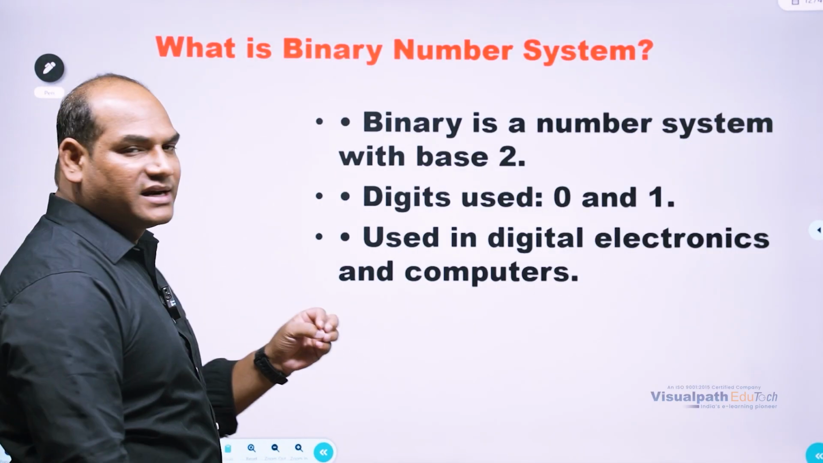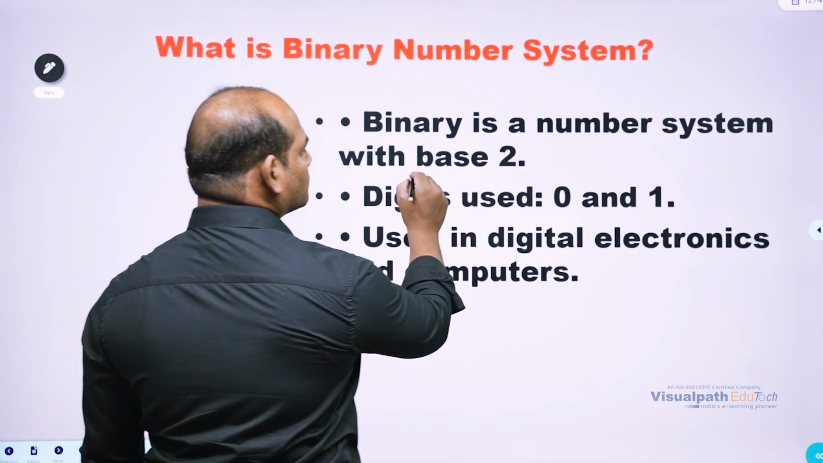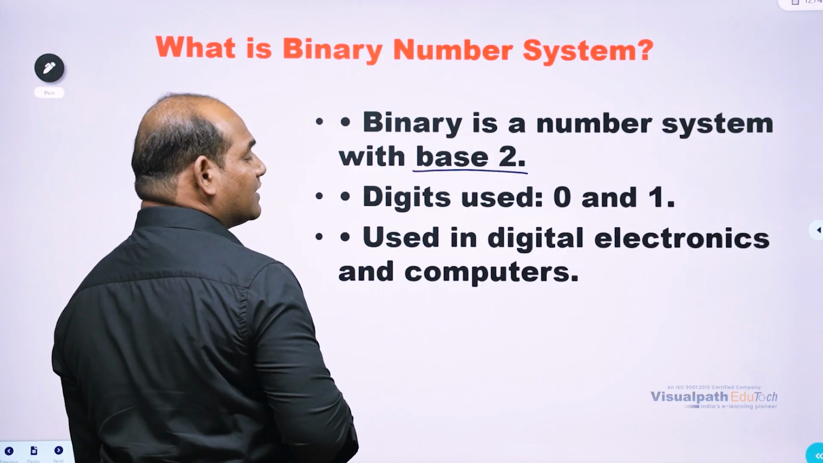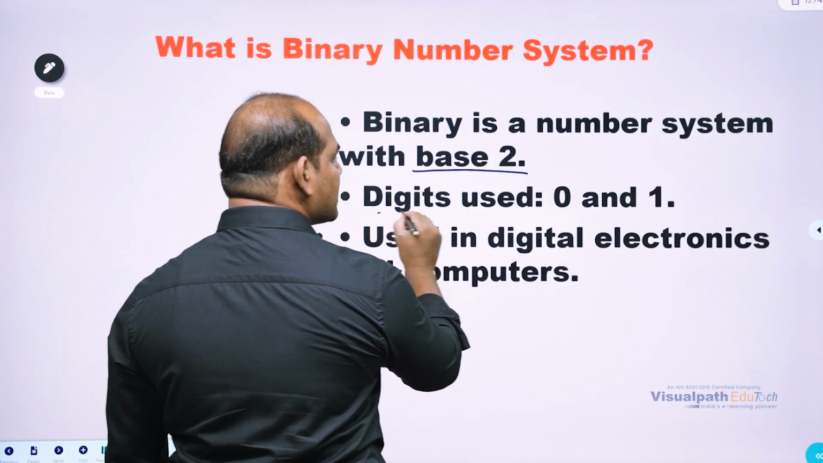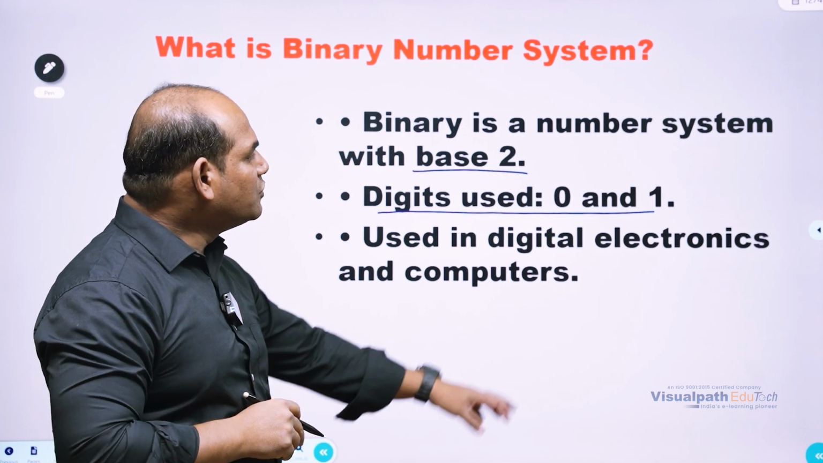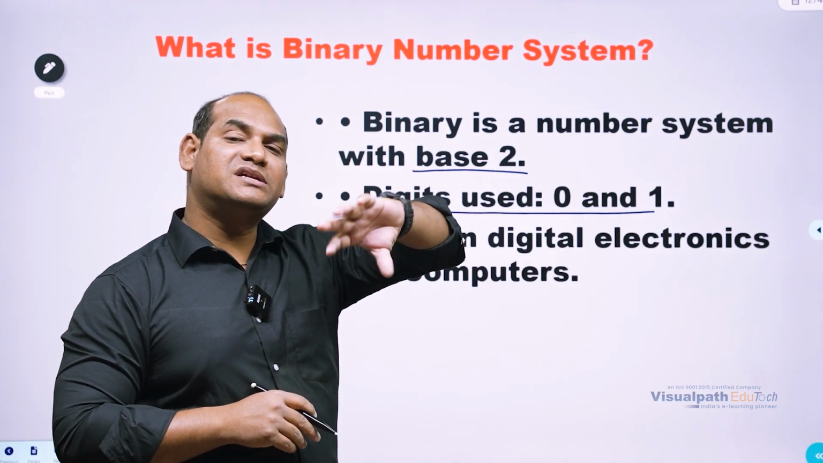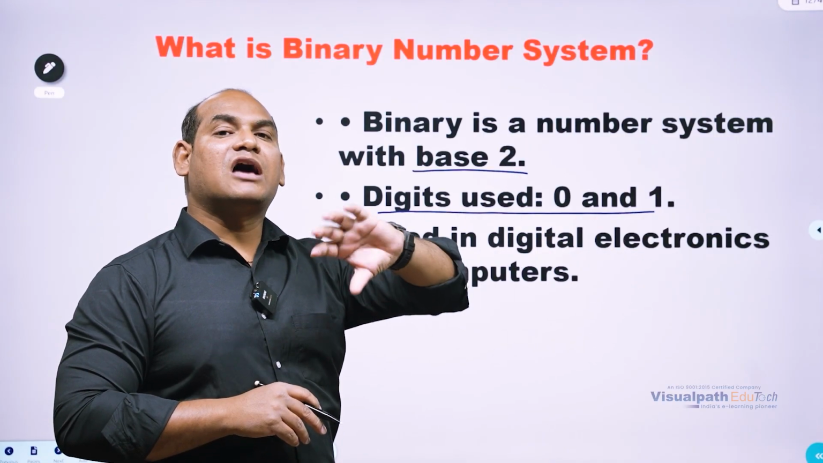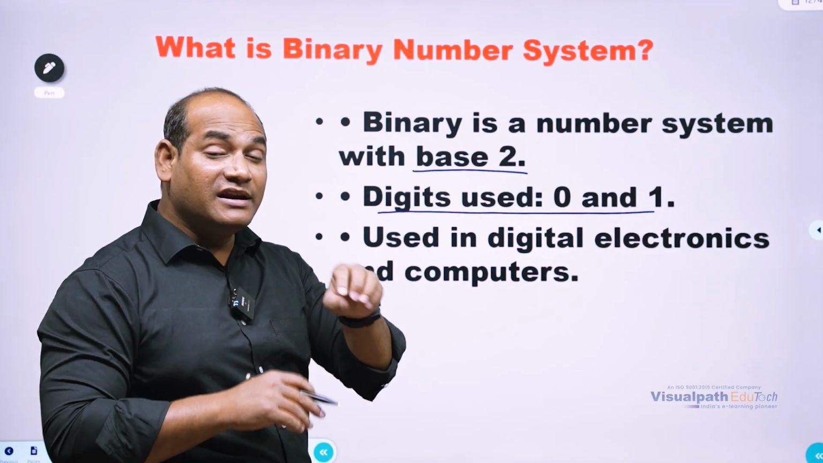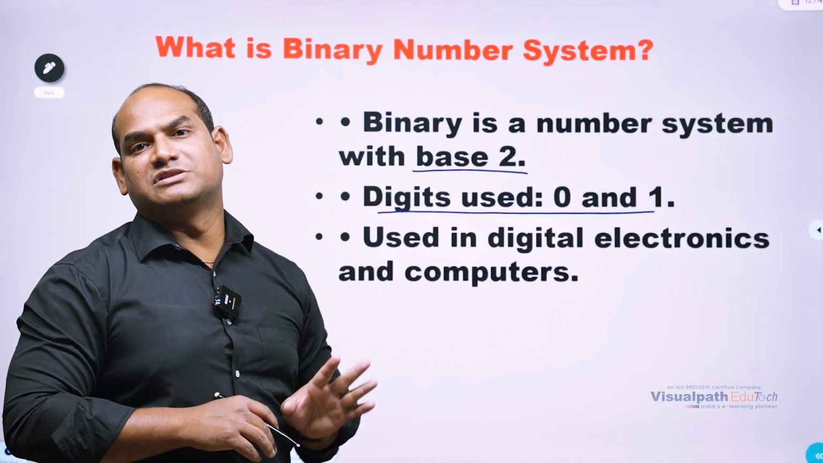Now, what is the binary number system? Binary is a number system with base 2. Already I have mentioned that, and the symbols or digits used are 0 and 1. To represent any number or any quantity, we need to use only two symbols, 0 and 1. We can represent whatever the quantity of pens is, or whatever number we need, any big number also, using only the two symbols, zeros and ones.